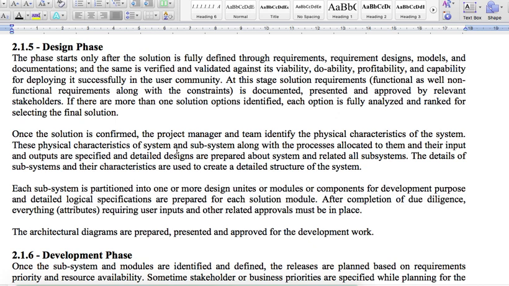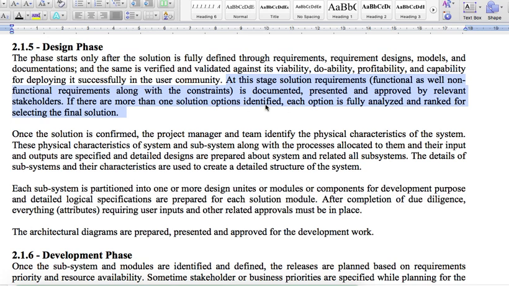Okay, if no questions, I move to the next phase, that is the design phase. The phase starts only after the solution is fully defined through requirement design, models, and documentation. And the same is verified and validated against its viability, doability, profitability, capability, for deploying it successfully in the user community. This we have already talked about.